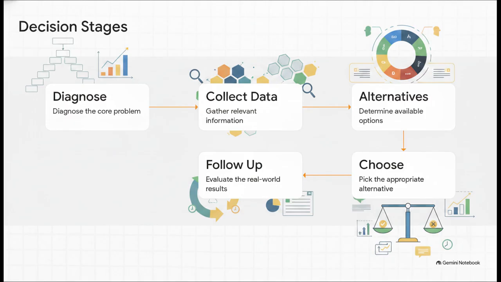And Step 5, and honestly this is where so many managers drop the ball, is to follow up and evaluate. Skipping stages, particularly failing to follow up and measure the real-world results of your decision, inevitably leads to poor execution and just repeating the same mistakes over and over.